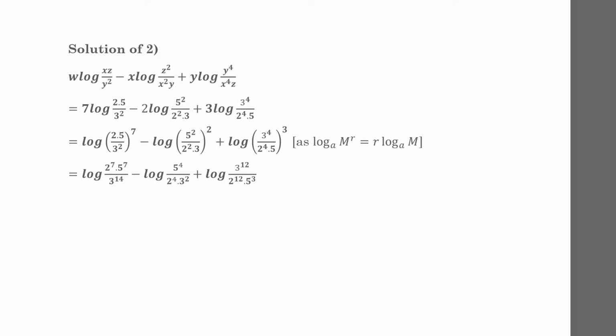So applying the power law of index, a to the power m to the power n equals a to the power mn, we have log 2 to the power 7 into 5 to the power 7 divided by 3 to the power 14 minus log 5 to the power 4 divided by 2 to the power 4 into 3 square plus log 3 to the power 12 divided by 2 to the power 12 into 5 cube.